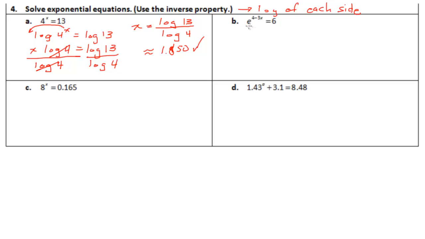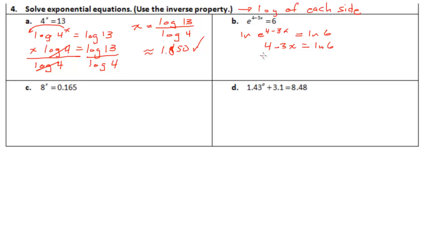Now, in the next equation, we have e as the base, and that's the base of the natural logarithms. And so it's natural to do a natural logarithm of both sides. E to the 4 minus 3x equals 6, so I took the natural log of both sides. Now the natural log, base e, of e to the 4 minus 3x, you should know that's just going to be 4 minus 3x. And then this is natural log of 6.